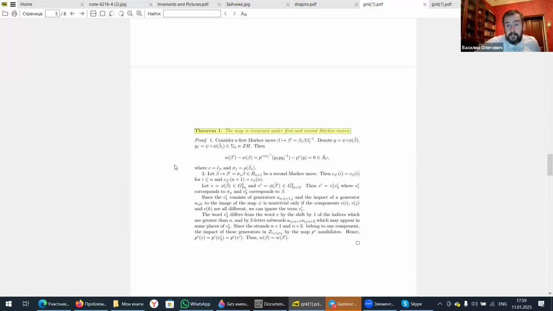And actually, this is quite easy to prove, because if we perform the first Markov move, then something is on the top and something appears on the bottom. And if I read the word from the top, and if I read the corresponding word from the bottom, those two words will be the same but in opposite order. Okay, so this means that my element in the corresponding group gets conjugated.